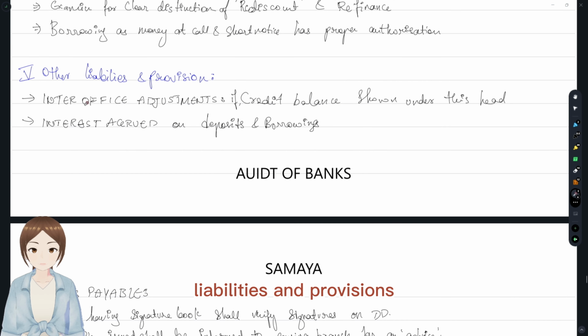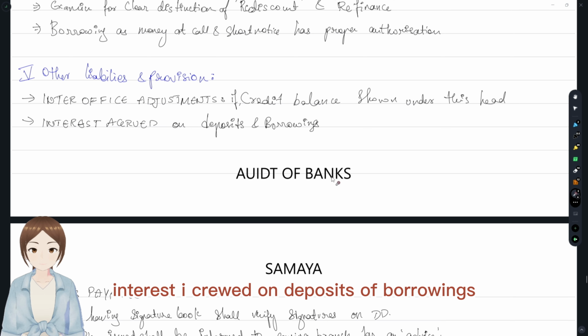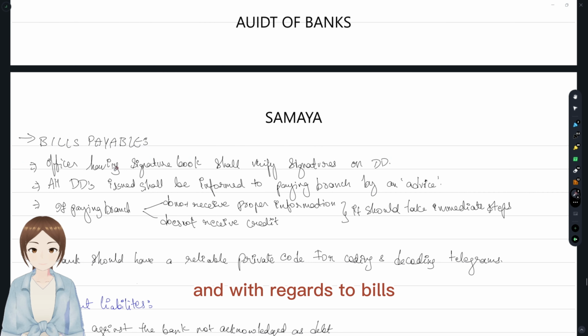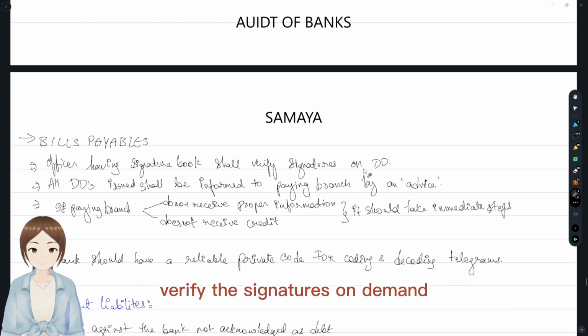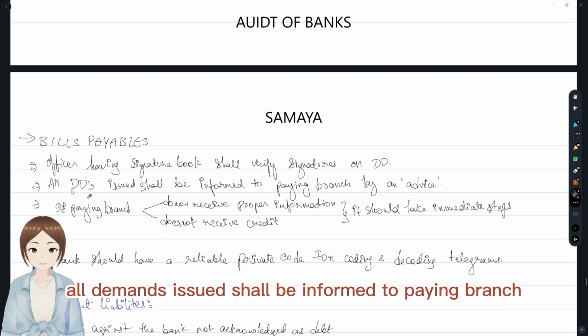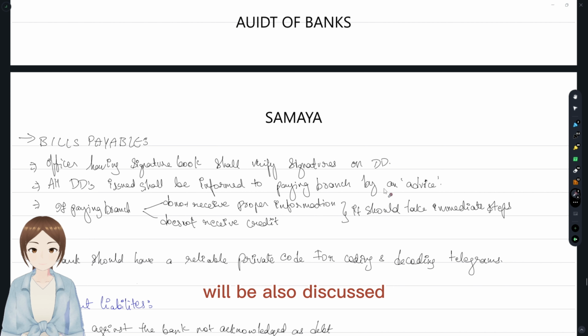And with regards to other liabilities and provisions, inter-office adjustments: if a credit balance is shown under the head, you have to write. We have already discussed the inter-office adjustments there, right? Interest accrued on deposits or borrowings. And with regards to bills payable, the officer having the signature book shall verify the signatures on demand drafts, which we have already seen. All demand drafts issued shall be informed to the paying branch by an advice, which we also discussed.